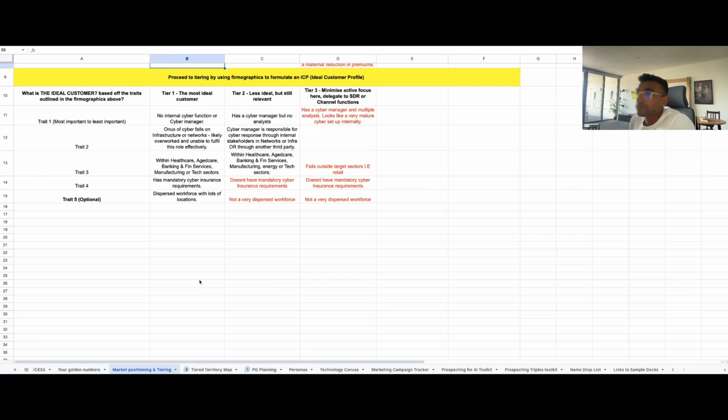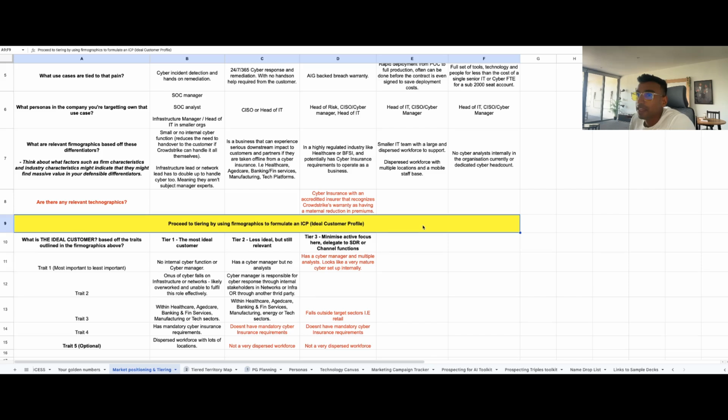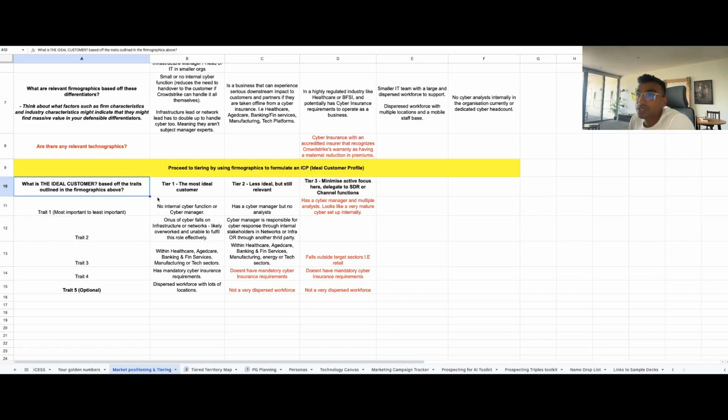Now, once you have that, you want to start mapping out what your most important traits are. So you have trait 1, trait 2, trait 3, trait 4, and trait 5. For me, I'm not looking at technographics so much in this one, but in terms of firmographics, what I would be looking at is: do they have an internal cyber function or cyber manager? If they had no internal cyber function or cyber manager and the whole onus of cyber fell on IT, and so the CIO was kind of a quasi-CISO, that was a very good thing for me, because I knew their cyber maturity was pretty low.